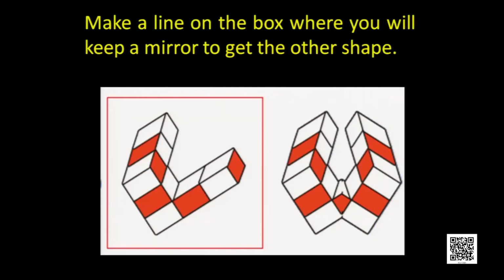Now, 3D shape. In earlier cases, we discussed 2D shapes, the picture of a dog. Now we are moving to 3D shapes, boxes. Now, make a line on the box where you will keep a mirror to get the other shape. Now, I have to make a line where I will keep the mirror, so that I will get this image.